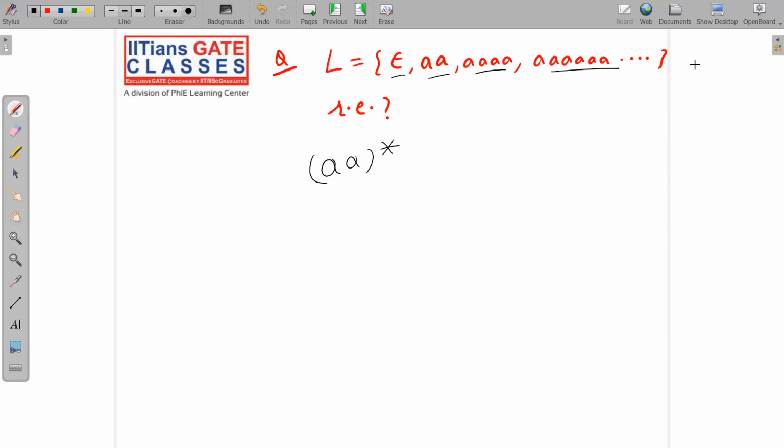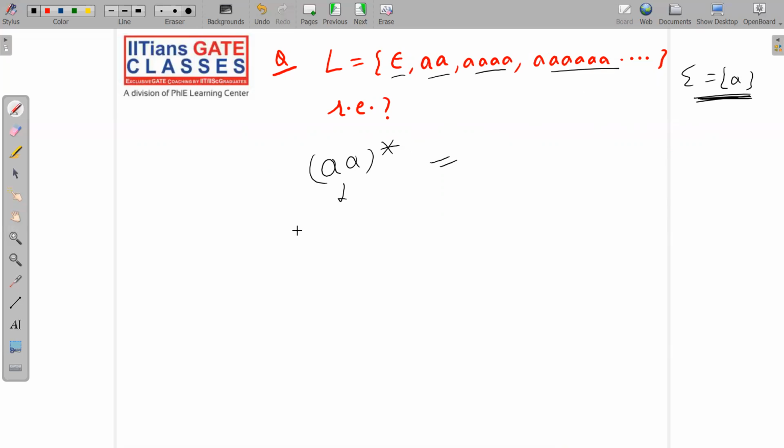Double A star. Okay, and please remember we are having only sigma as A only. So strings are over A. Strings are not over A and B. We are not considering binary alphabet. We are on unary alphabet only, so we are considering single A. Sigma is A only. We are not considering B's here. If you consider B, then that will be a tough regular expression. I will talk about it in subsequent slides. Okay, so double A star. I hope I have made the point clear.